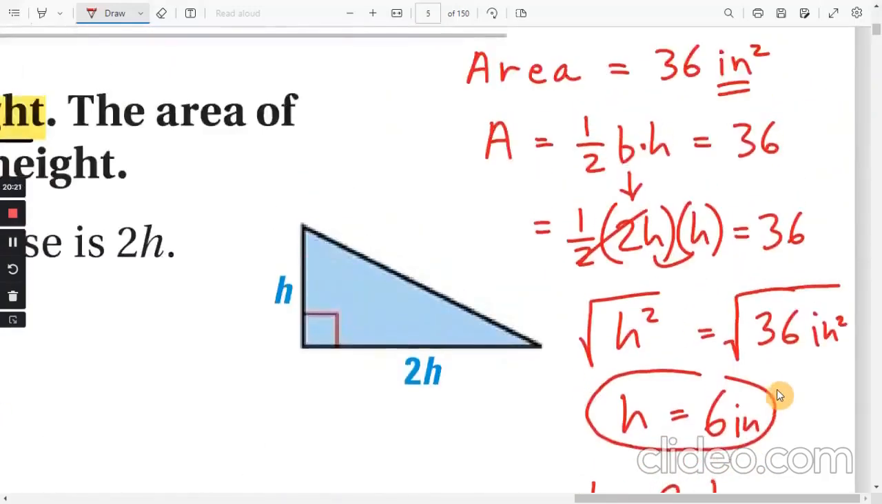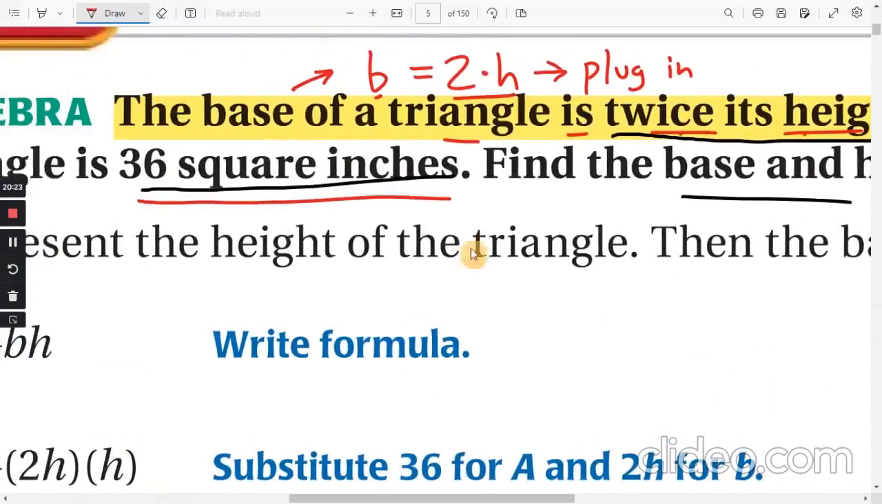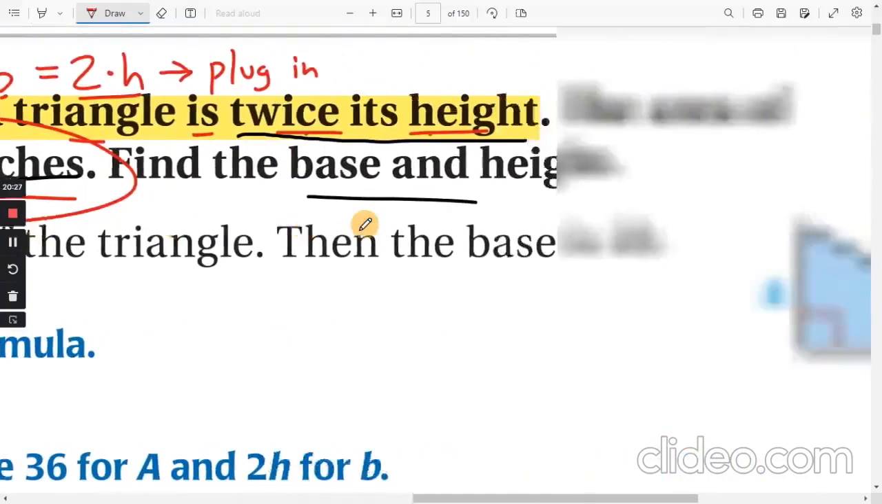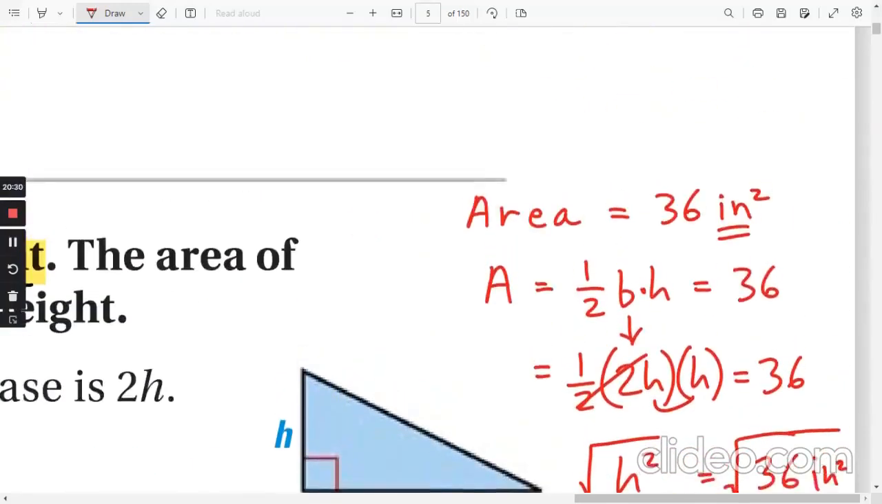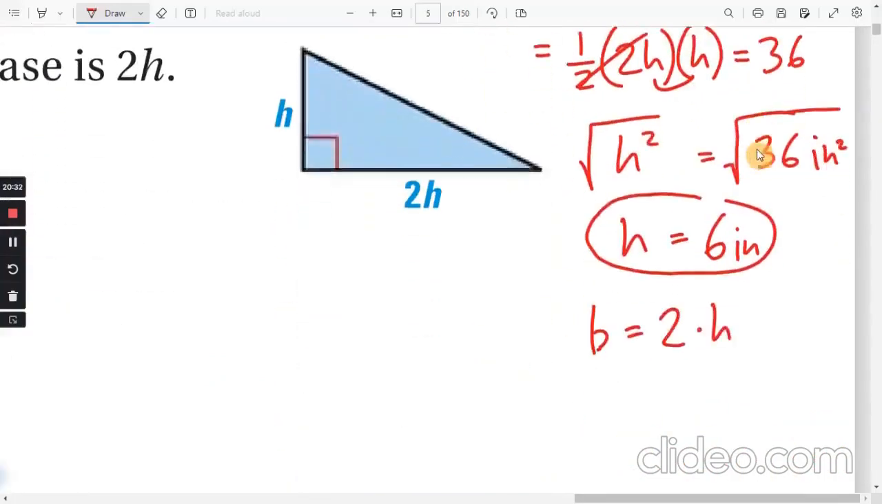Just remember, whatever units are, when they give you the area, those are going to be the same units when you have the side lengths, but you're just not going to have this part that's squared. So just remember that.